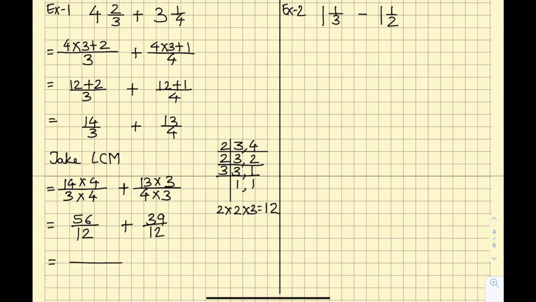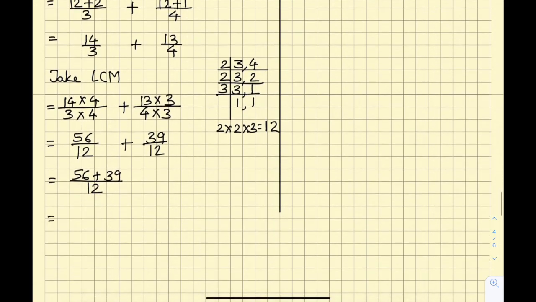The denominators are same now, so we just add the numerators. 56 plus 39, which is equal to 95 over 12. Now here the question is a mixed fraction, so we convert this also into a mixed fraction by dividing. 95 is to be divided by 12. 12 sevens is 84. When we do subtraction we get 11. So here denominator 12 as it is, whole number 7, whereas the numerator will be 11.